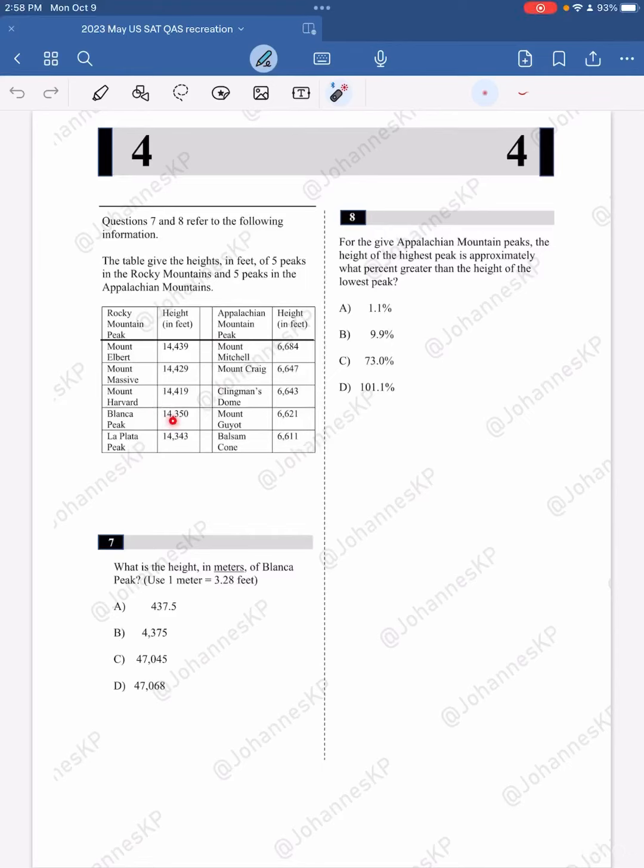Let's use unit conversions to convert the height of a mountain in feet to meters.